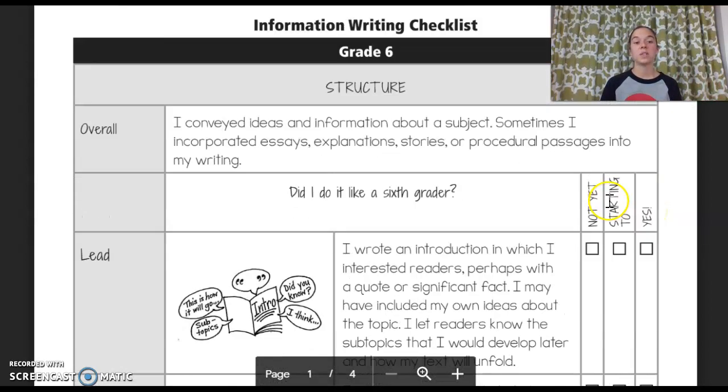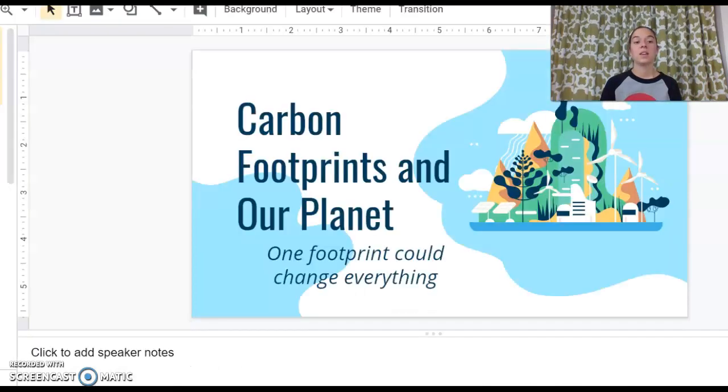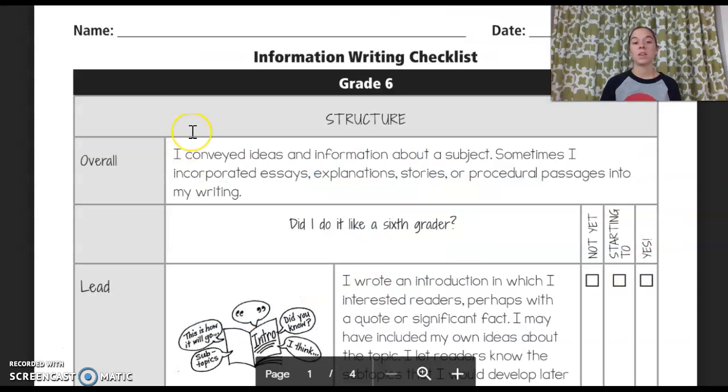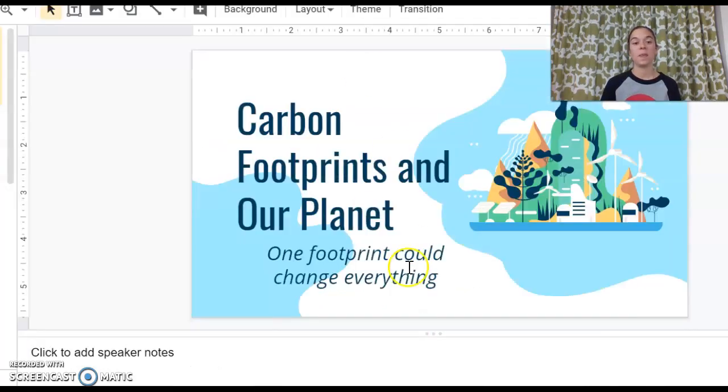So you are going to take a look at this. This is a sample project, right? So I'm going to kind of walk through this with you. And the idea is as you are walking through this sample project with me, you're thinking about how could you score it? How could you grade it on this checklist? Okay? Awesome. So this one is called Carbon Footprints in Our Planet. You can see that this is a Google Slides presentation.